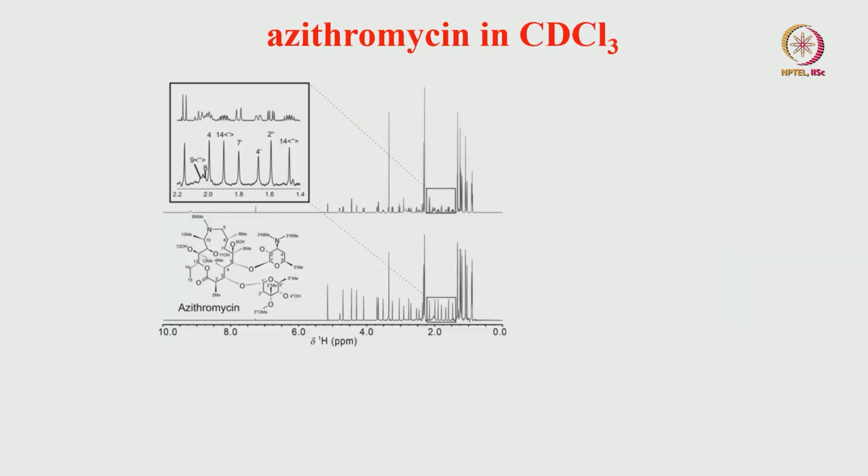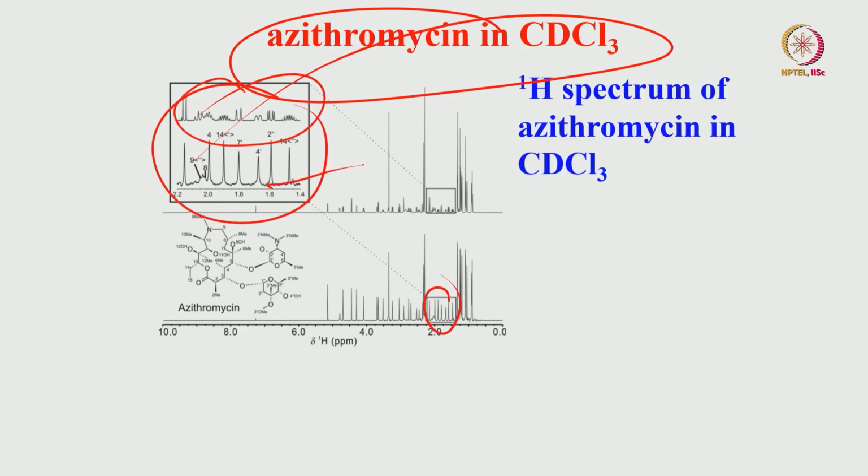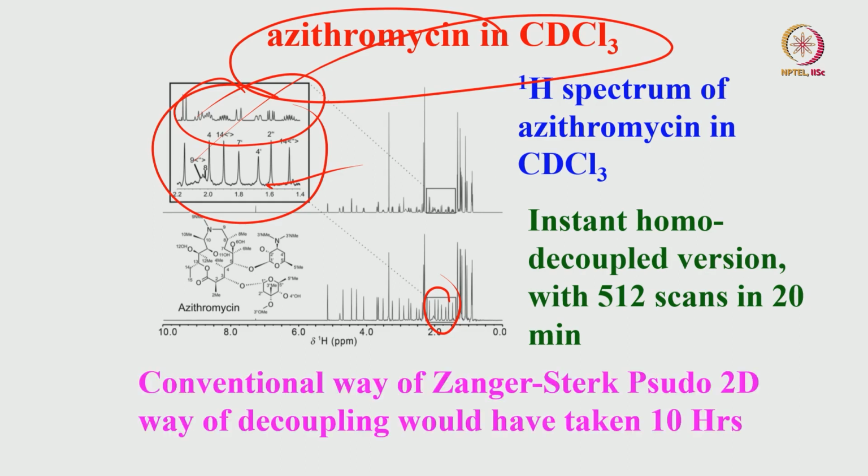Okay. So, with this I show you a simple pulse pure shift spectrum of a molecule called azithromycin. This is taken from one of the papers of Gareth Morris's group. You can see this region is expanded here. This is the conventional spectrum, this is the pure shift spectrum. This is an instant homodecoupled spectrum, that means decoupling while doing acquisition, and the conventional Zangger-Sterk pseudo-2D way of decoupling would have taken more than 10 hours. This is direct detection.